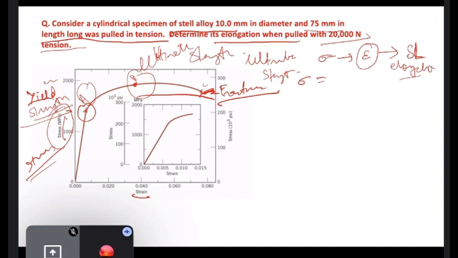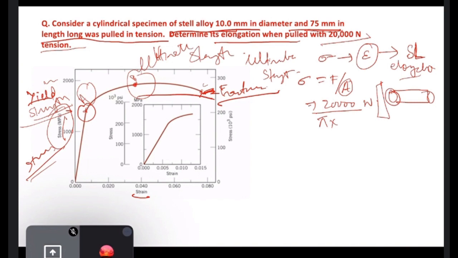What is stress? Force upon area. Agree? Now you have to solve the numbers for me. I have a force of 20,000 Newton. Now I have to calculate the area. The specimen has a diameter of 10 millimeter. If I have this cylinder, this part is having force in tension. So pi r square, that means pi into 5 millimeter squared. Diameter is 10 millimeter, so the radius is 5 millimeter.